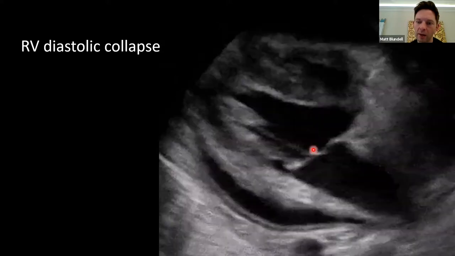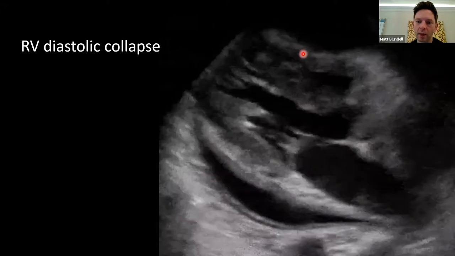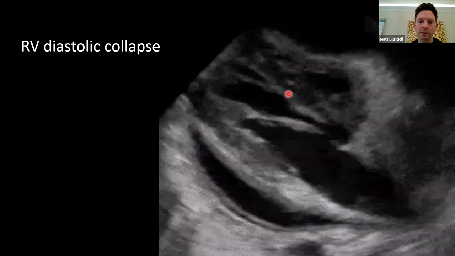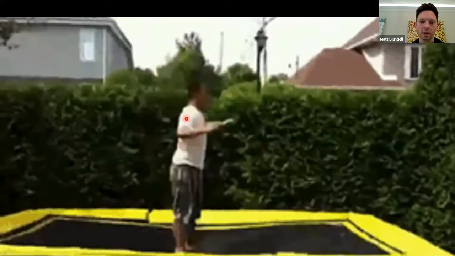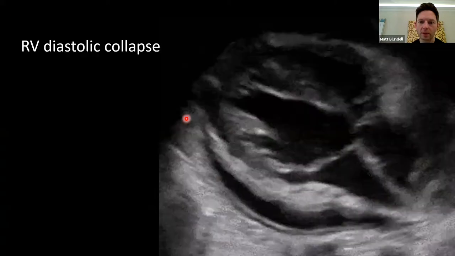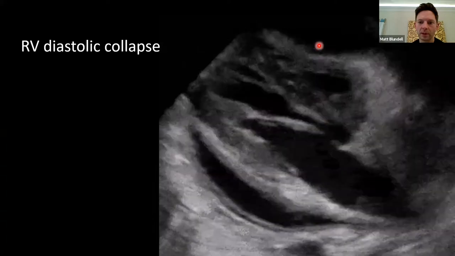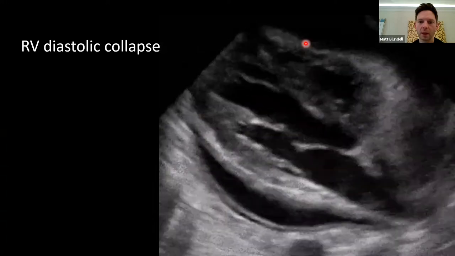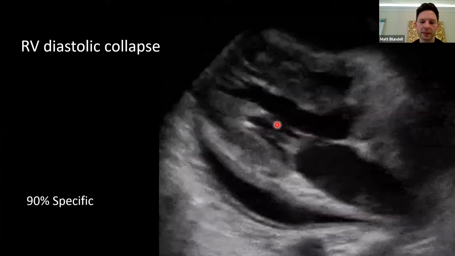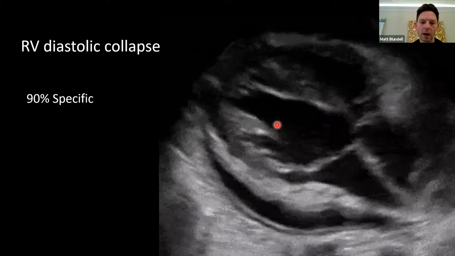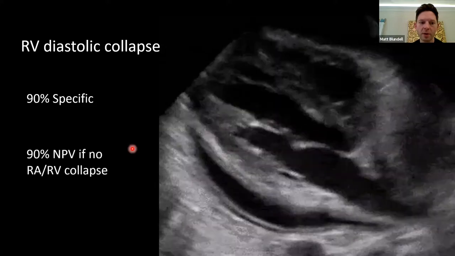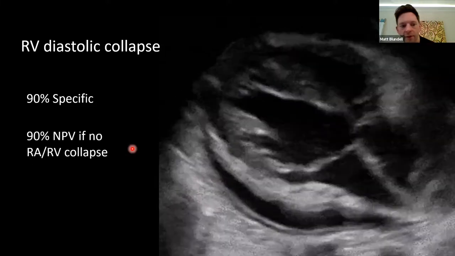And again, you're looking for how much of the cardiac cycle that free wall is collapsing down in, and that's an important factor. So people often call this the trampoline sign. It looks like a person on a trampoline. So if someone is bouncing on this part of the trampoline, you expect the mitral valve to come up and hit it. And again, this is fairly specific. So the right atrial collapse is fairly sensitive. This is fairly specific. And again, if you see no right atrial collapse, you see no right ventricular collapse.